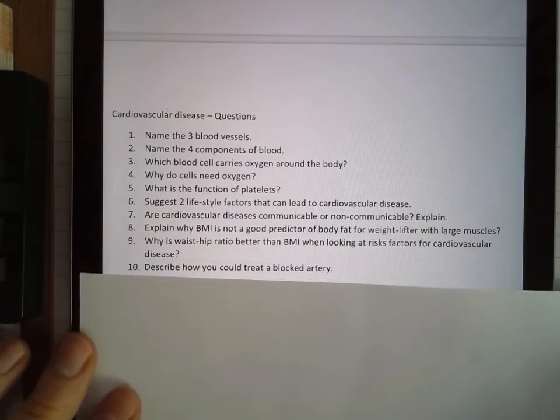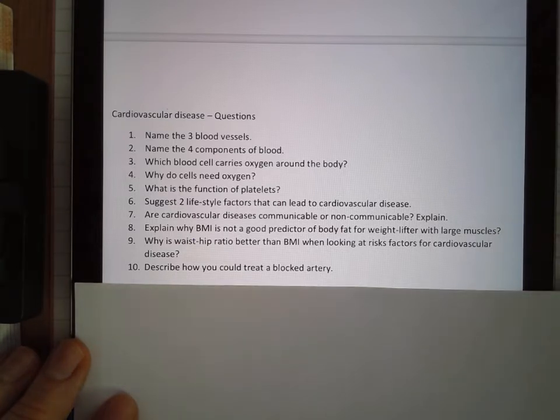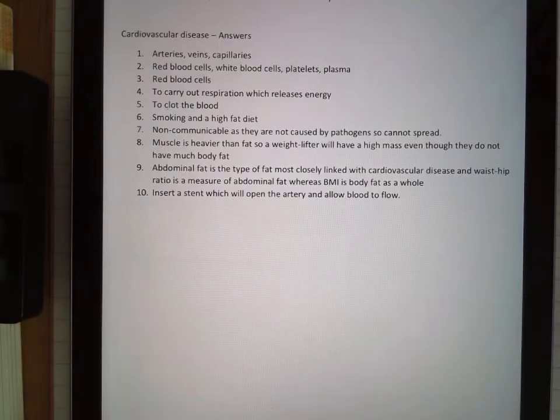So if you just press pause, what I want you to do is answer these 10 questions in your book. When you are finished answering the questions, then press play, and you will see the answers, and you can mark your work. So press pause here, do the questions by yourself, and then press play when you are ready to mark your work. Okay, so here are the answers.